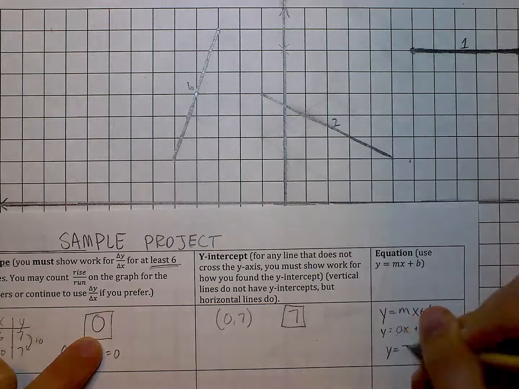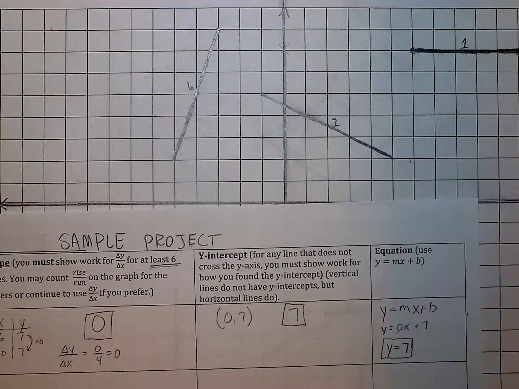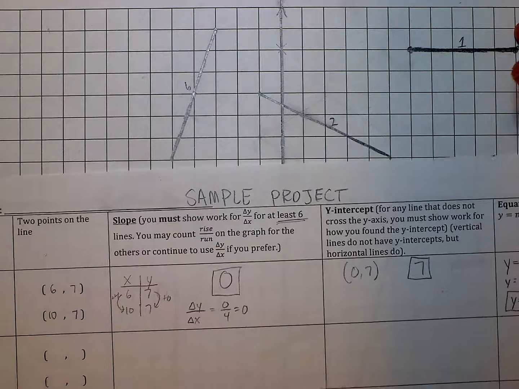So this is just y equals 7. Okay, that's my equation, which makes sense because remember, when lines are horizontal, it's always y equals a number. When lines are vertical, it's always going to be x equals a number. Okay, so that's line number 1.